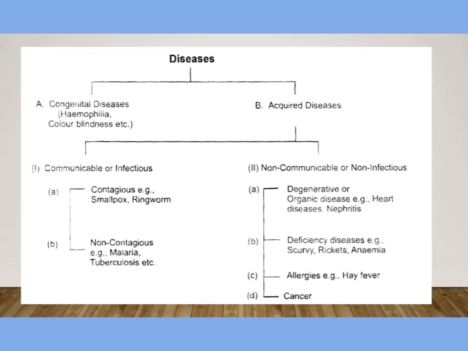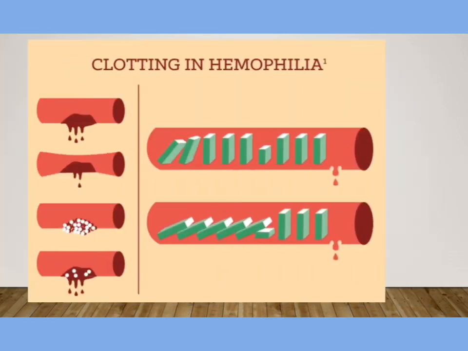Now allergy is also a disease, which is due to abnormal functioning of the body cells. And cancer is also a disease, which is due to radiation or any mutation in the body. It is not due to an infection or injury. So these are the types of disease. Now let's move to another term.